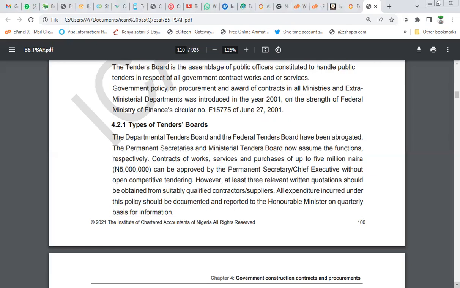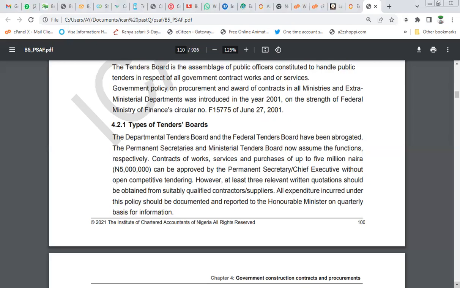Now here under this tender board, contracts of work or services and purchases of up to 5 million naira can be approved by the permanent secretary. The permanent secretary is the accounting officer in charge of a ministry, or chief executive, without open competitive bidding. So what he's saying here is that without requesting people or contractors to submit their bids openly, you can select a minimum of three relevant contractors and say, hey, you guys, submit your bid. There might not be more than three of them. That is the requirement by law for them to submit a bid for an actual project.